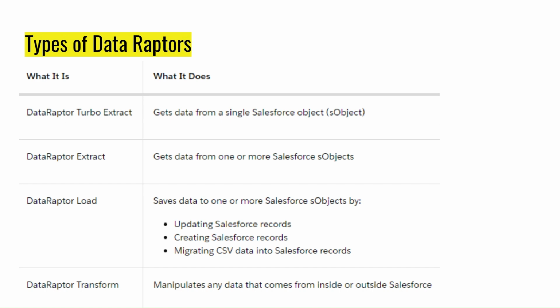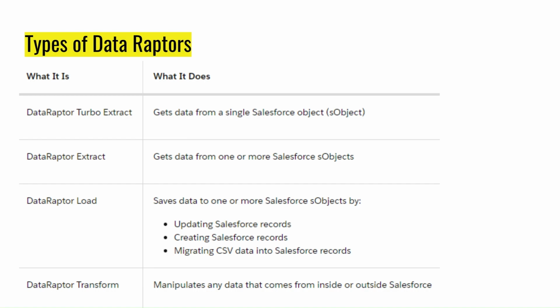Let's have a look at the types of DataRaptors available for use in OmniStudio. We have two DataRaptor extracts that can read data from Salesforce, one DataRaptor load that can write data into Salesforce, and last but not the least, we have DataRaptor transform. But where do we use transforms? For now, just remember that there are times when we need to restructure our data in order to make use of this data in other processes. That's when we need DataRaptor transform.